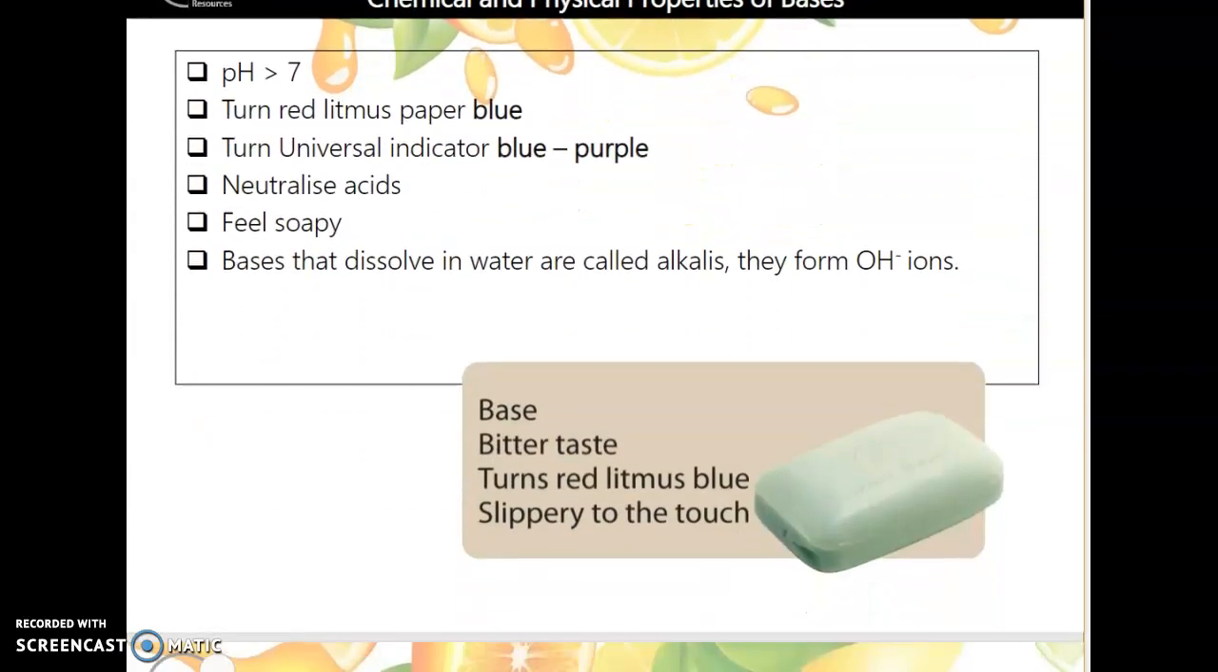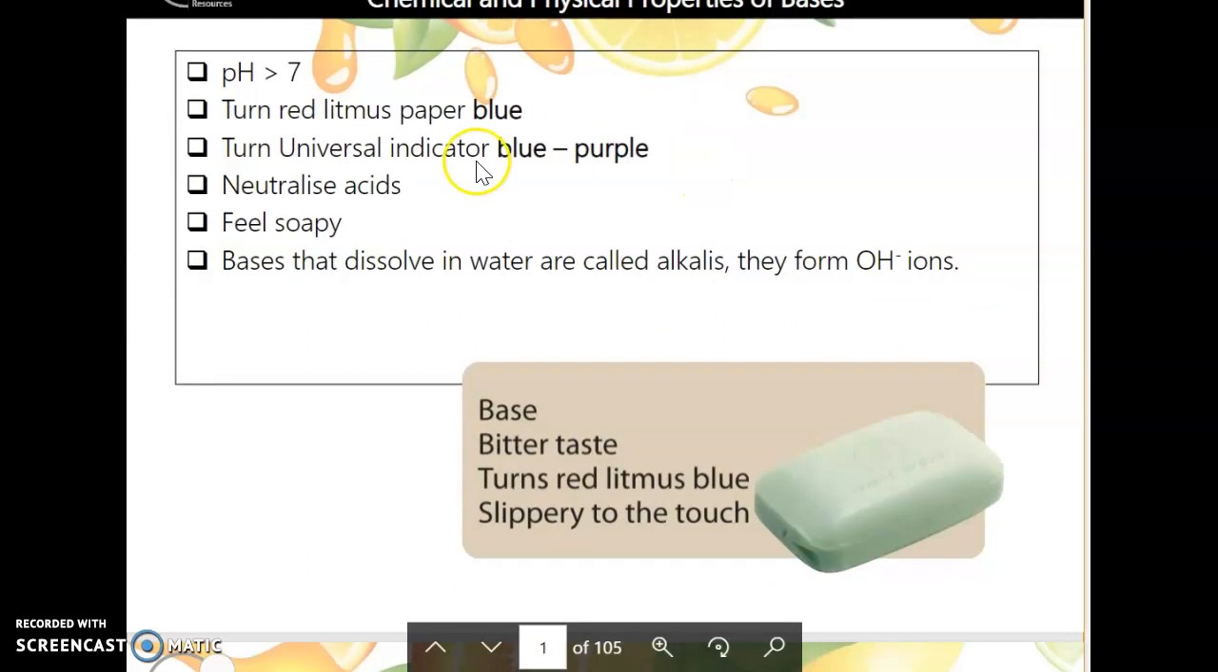If we move on to the properties of bases, they have a pH of more than 7, so 8 to 14. Obviously 8 is a weak base, 14 is a strong base, and 14 is usually an alkali. They turn red litmus paper blue. Universal indicator goes from blue to purple, where blue is a weak base and purple is a strong base.